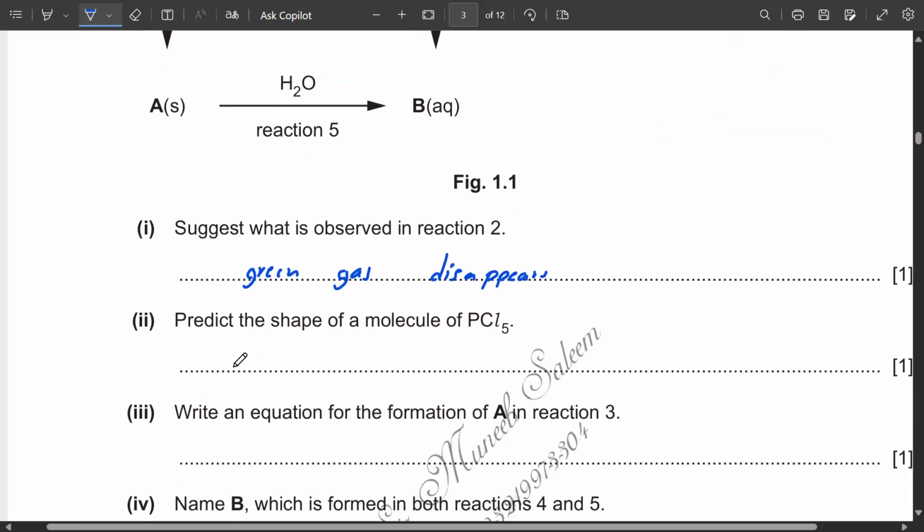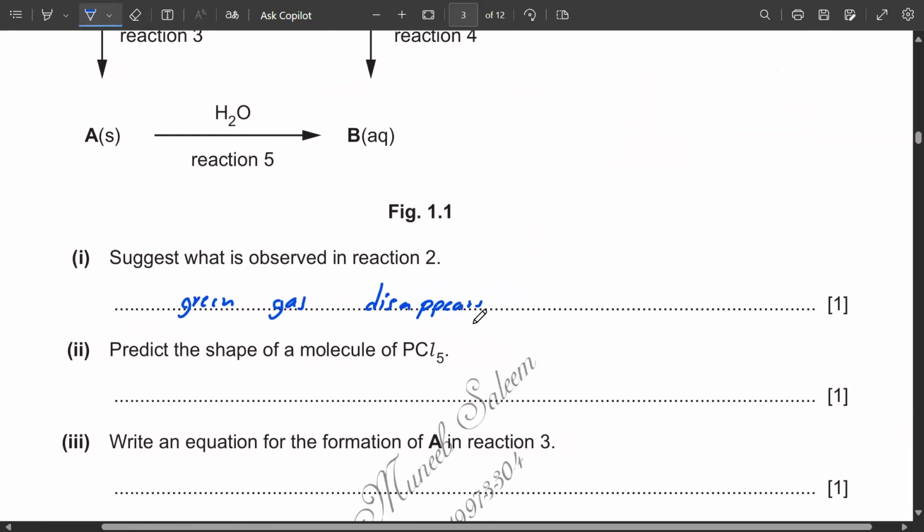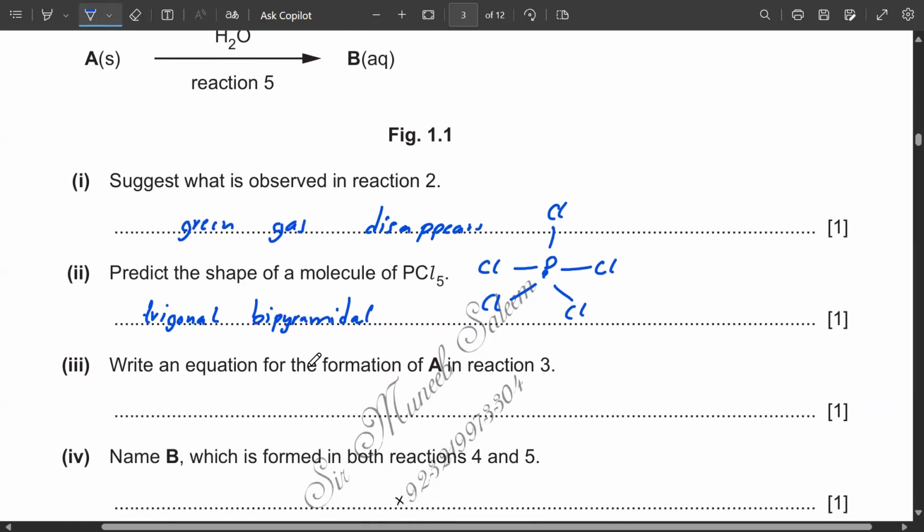Then part 2, predict the shape of the molecule PCl5. If you remember from the chapter of chemical bonding, we saw that when a group 5 element, phosphorus, is bonded with 5 more atoms, Cl over here, Cl over here, one Cl over here, another Cl over here, and another Cl over here, this type of structure is called trigonal bipyramidal. It is trigonal bipyramidal when the bonding is with 5 atoms.